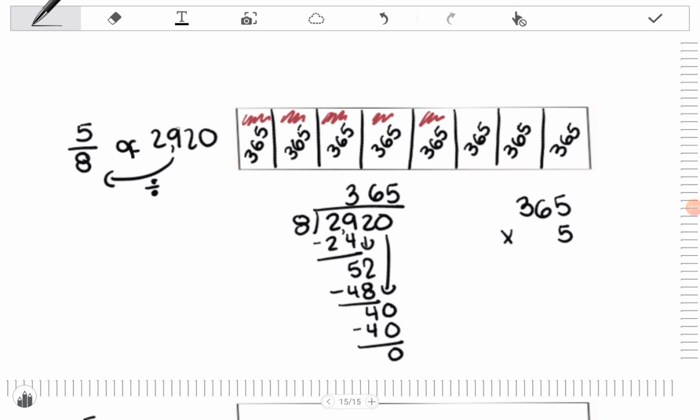Remember, the first thing we did, we divided the big number by the denominator. Then the answer, we're going to multiply it times the numerator, okay? So we have 5 times 5 is 25. 5 times 6 is 30 plus 2, 32. 5 times 3 is 15 plus 3, 18. So we have that in total, if we want to find 5/8 out of 2,920, the total is going to be 1,825. Really, really easy. We have more examples, so don't worry.